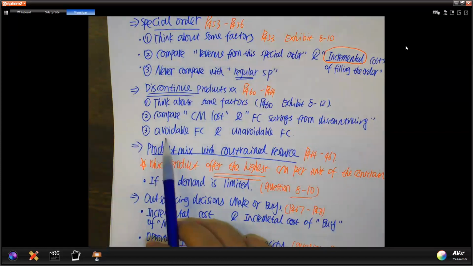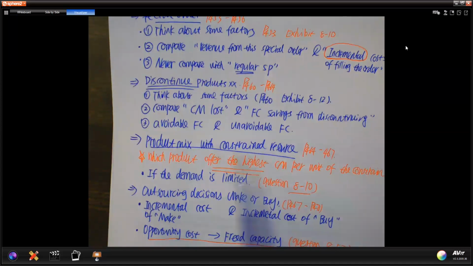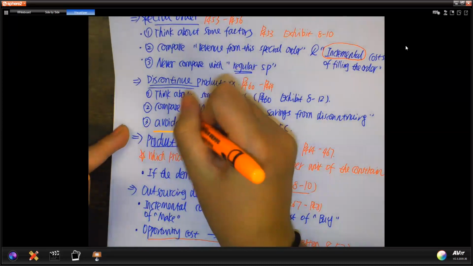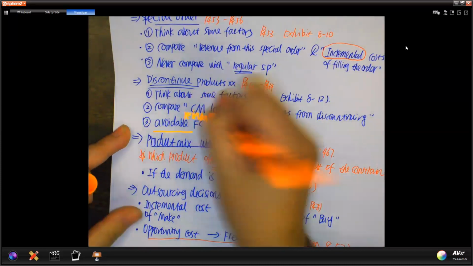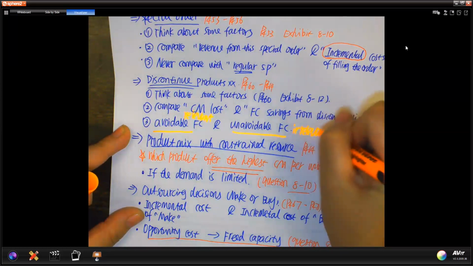Make sure you read the textbook about avoidable fixed cost and unavoidable fixed cost. So avoidable fixed cost is relevant. Unavoidable fixed cost is not relevant. That's how I'm doing it. I just say, hey, this is relevant, and unavoidable is irrelevant. Okay, I just write it here.